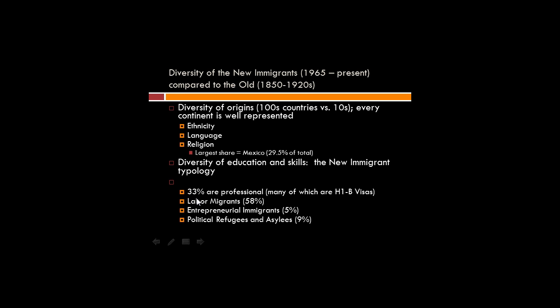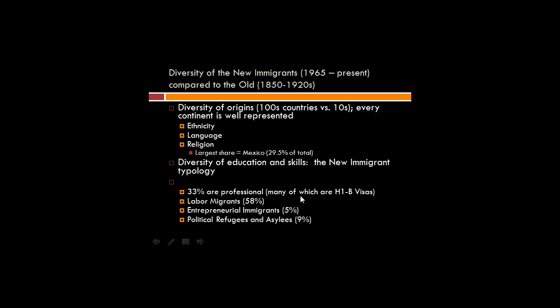In fact, 33% of the new immigrants who currently live in the United States are already professional upon arrival to the United States. They already have a college degree. They maybe even have a master's degree and they're well credentialed.